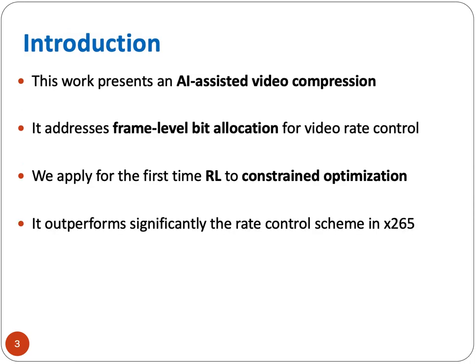This work presents AI-assisted video compression for frame-level application of video rate control. It also reflects the potential of how the modern video codec could benefit from machine learning. We apply the reinforcement learning technique, which lends itself to dependent decision making, with the aim of maximizing the long-term reward on constraint optimization.